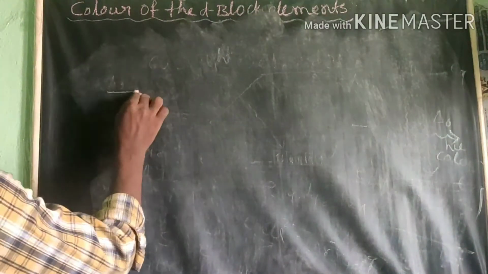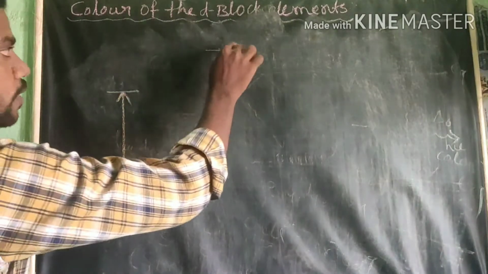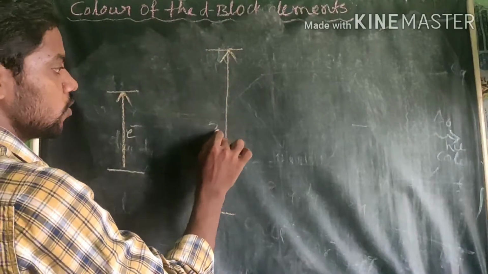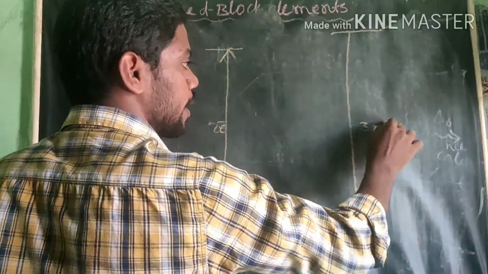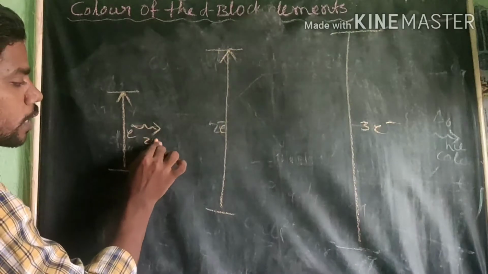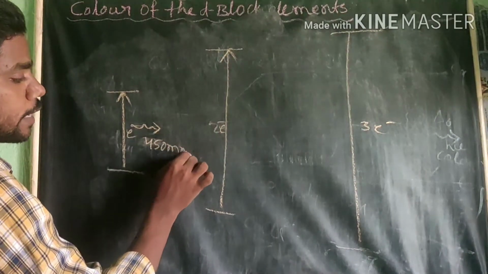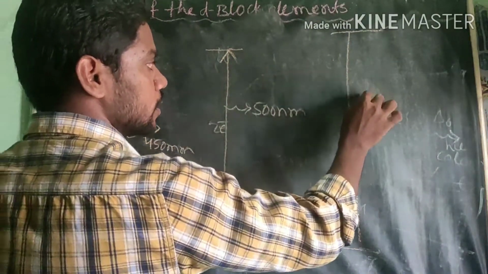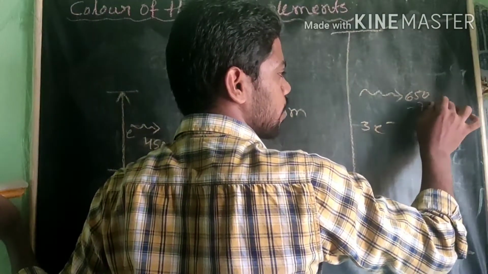You see here, in this compound, if only one electron is excited, it jumps to here, and if there are two electrons, it jumps to here. For three electrons, it emits light with a smaller wavelength. It emits around 450 nanometer, and next it emits around 500 nanometer, and then around 650 to 700 nanometer, 750 nanometer.